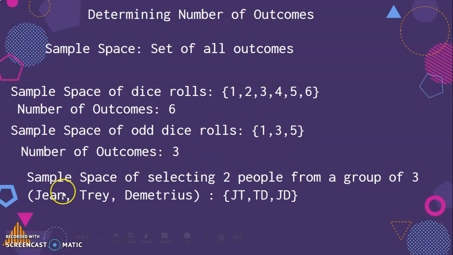Next, we have a sample space of selecting 2 people from a group of 3. So we have 3 people, Gene, Trey, and Demetrius, and we're going to select 2 of them. One group could be Gene and Trey. Another group could be Trey and Demetrius, and the third group could be Gene and Demetrius. Here we don't say order matters, we're just picking a group. So it's just picking 2 people, and there are 3 possible outcomes.